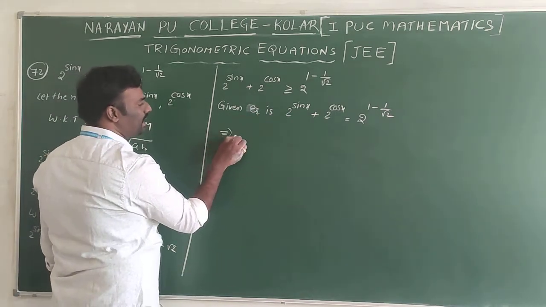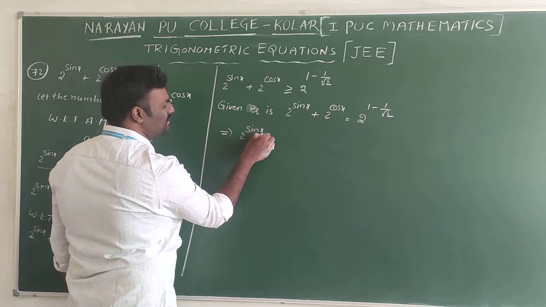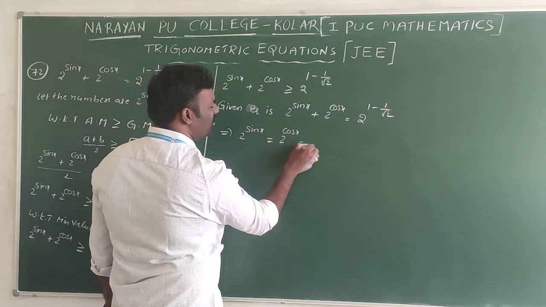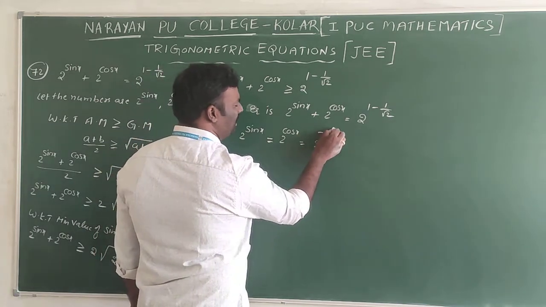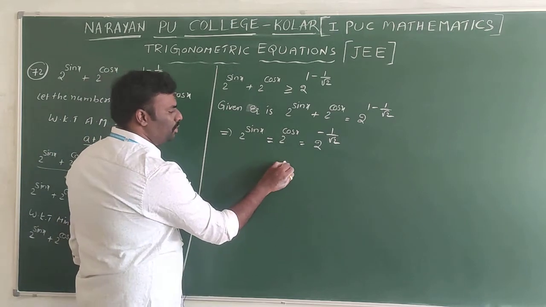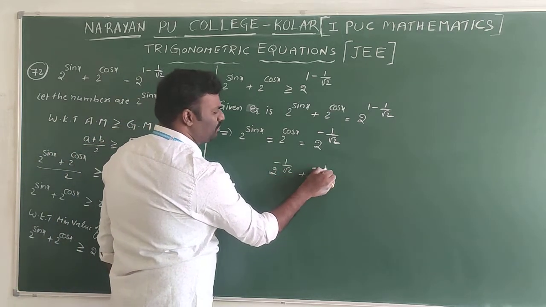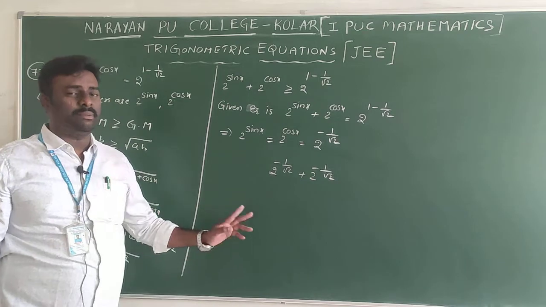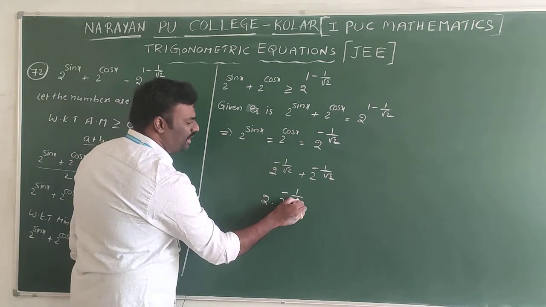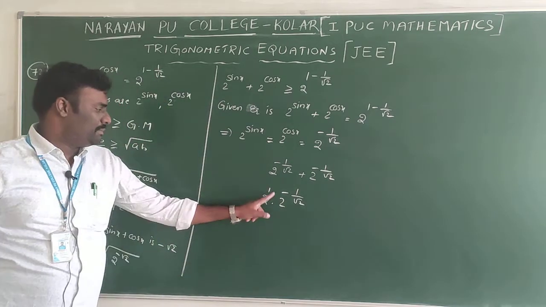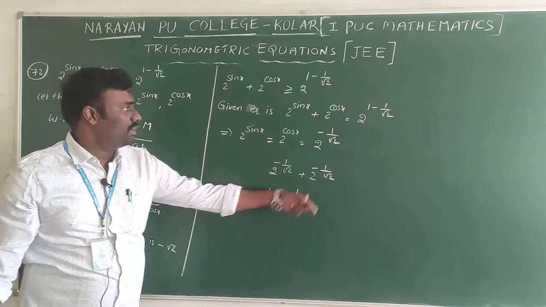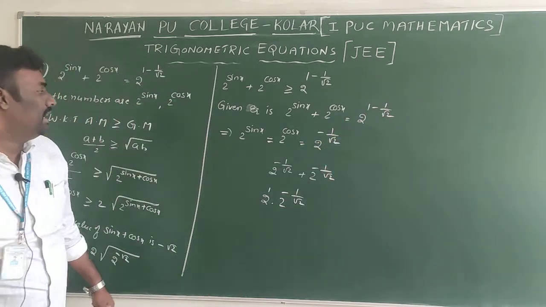Now that implies I can write 2 power sin x is equal to 2 power cos x is equal to 2 power minus 1 by root 2. Why? Because you substitute here 2 power minus 1 by root 2 plus 2 power minus 1 by root 2. So this value is repeated how many times? 2 times. That is nothing but 2 into 2 power minus 1 by root 2. Here the base is the same, so powers should be added. Here power is 1, here power is minus 1 by root 2, so you will get 1 minus 1 by root 2. Now I can take these values.